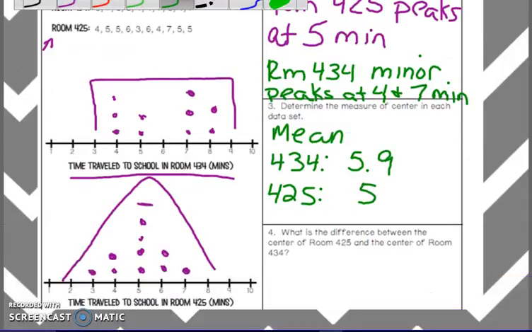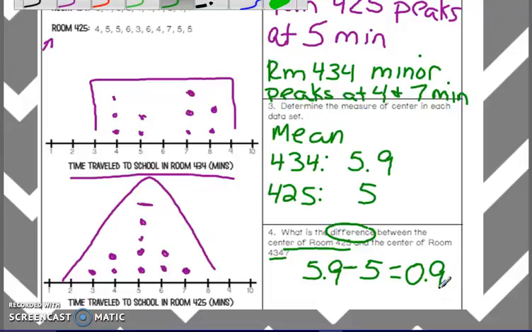So question 4 says, what is the difference between the center of room 425 and the center of room 434? So remember, the word difference means we're going to subtract. The center of room 425 is 5, and the center of room 434 is 5.9. So we're going to do 5.9 minus 5. So the difference between those is 0.9.